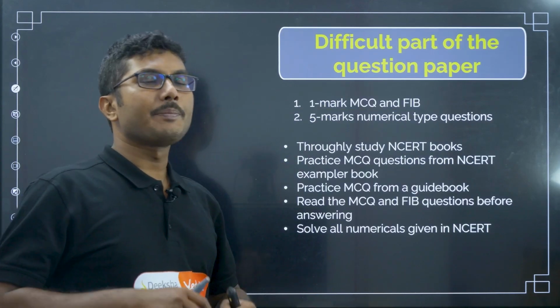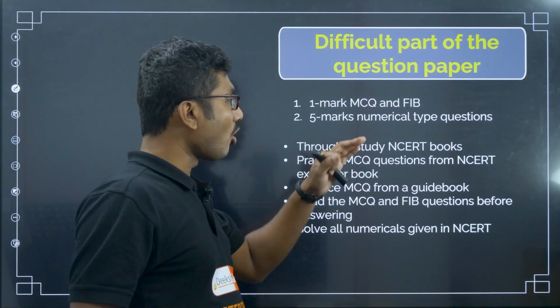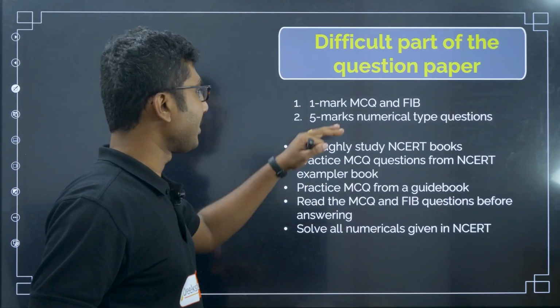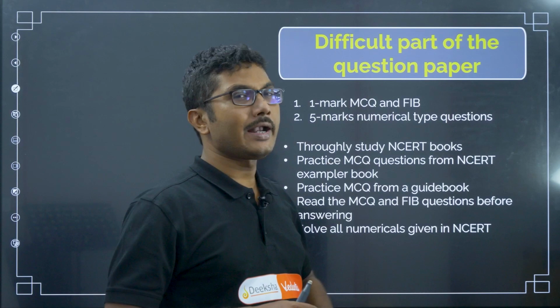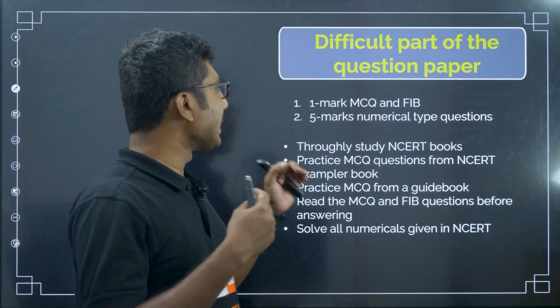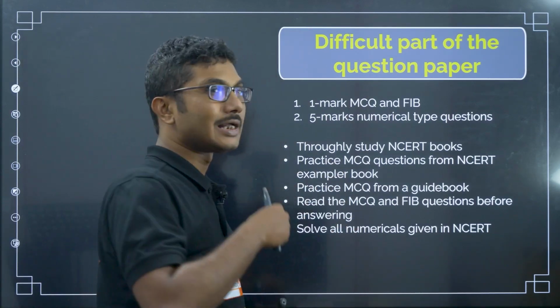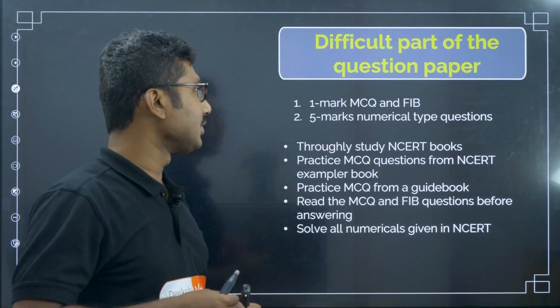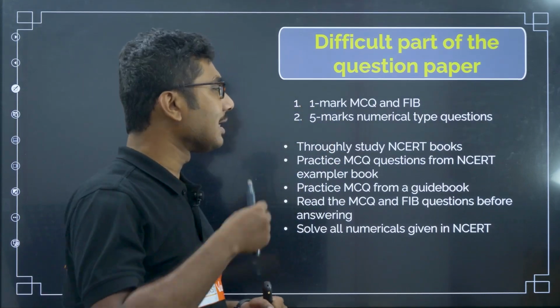Next, the difficult part of the question paper, though they are not all difficult. Still, I am considering these a difficult part: the 1 mark MCQs and fill in the blanks. For example, in the 2024 question paper, they had 4-5 difficult MCQs where students were getting confused.